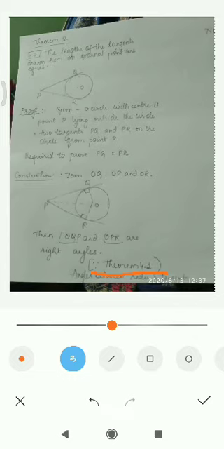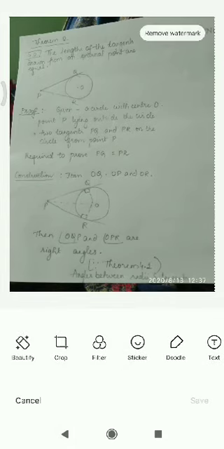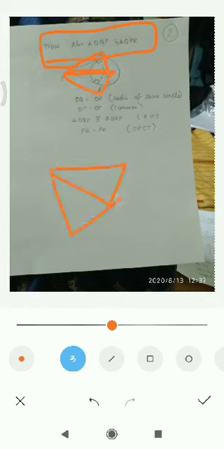From theorem 1, because this is the radius, this is also the radius, this is a tangent, this is also a tangent. So this should be 90 and this should also be 90. These two angles are equal. First equal. And next, consider triangles OQP and ORP. Consider these two triangles from the center of the circle.